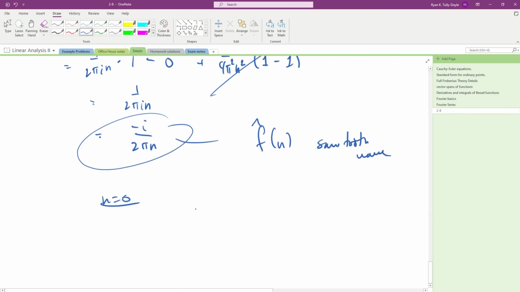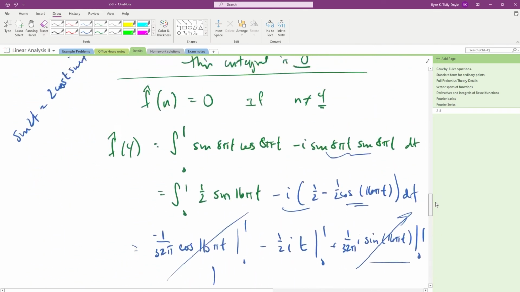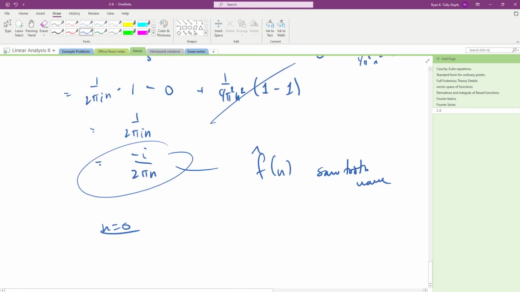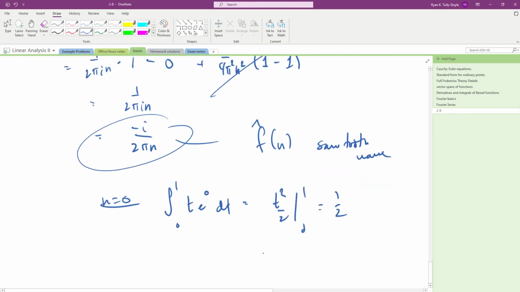Now, the only case that we didn't get to, or that we can't do this for, is the case where n is equal to 0, because when n is equal to 0, this exponential isn't actually even here, and all we're doing is computing the integral from 0 to 1 of t e to the 0 dt, which is just t squared over 2 from 0 to 1, which is 1/2. So f hat of 0 is 1/2.